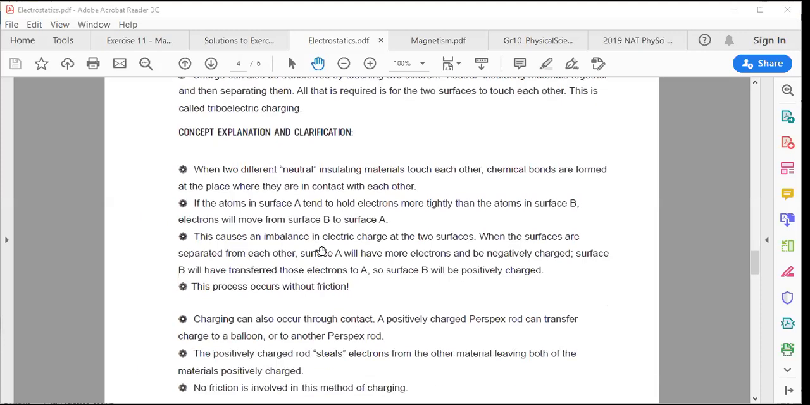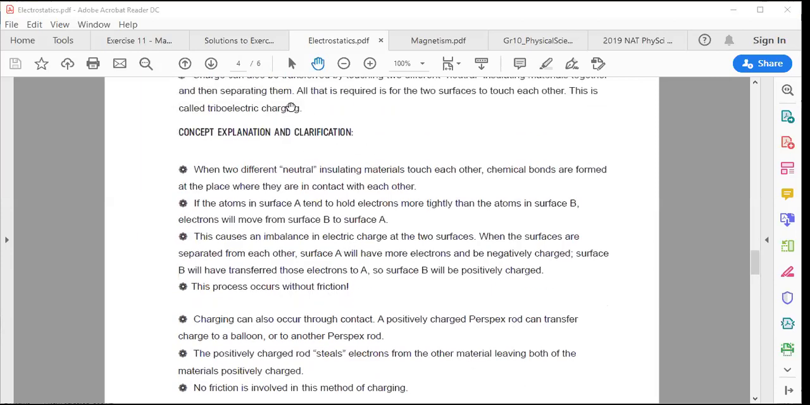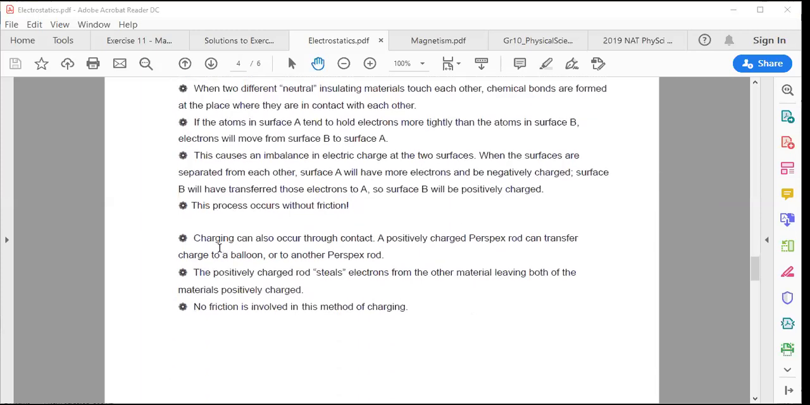Then this causes an imbalance in electric charge at the two surfaces. When the surfaces are separated from each other, surface A will have more electrons and will be negatively charged. So the one that is going to take the electrons will have more electrons than protons. Therefore, it becomes negatively charged. And the one that loses becomes positively charged. This process occurs without friction. So triboelectric charging is without friction. That's another way to create charged objects.